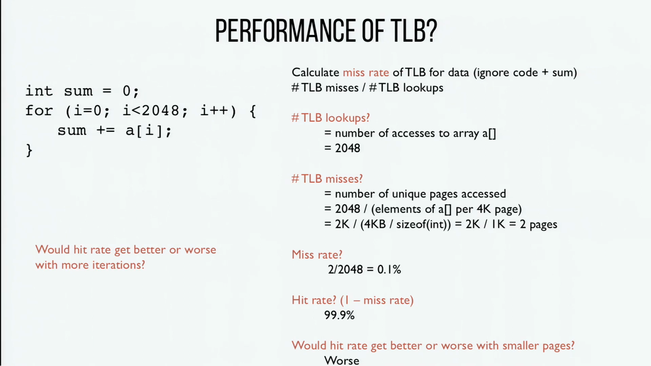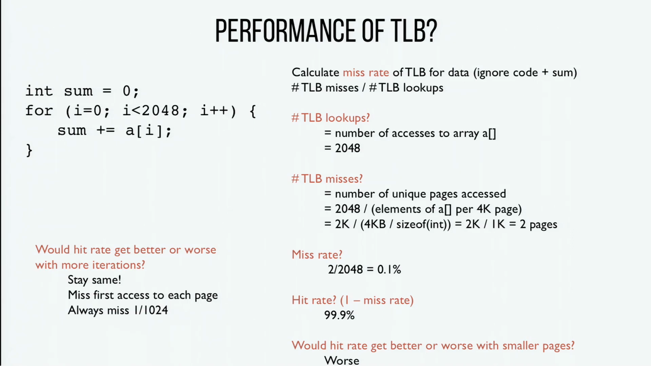Another question for you. Let's say we did more iterations, let's say we go up to 1 million. Would our hit rate get better or worse if we accessed 1 million items in this array sequentially? Same, awesome. I didn't even put that as an option up there, and you still knew it was the same. It will be the same because we only miss on the first access to each page. So our miss rate is always 1 out of the number of integers on a page, which is 1,024.